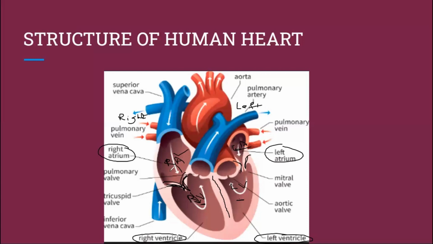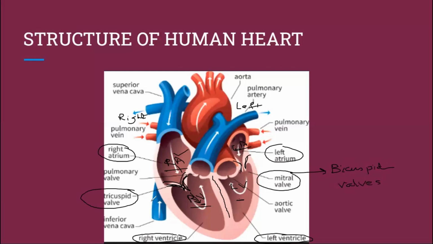So this valve, which is in between the right atrium and right ventricle, is the tricuspid valve. And the valve in between the left atrium and left ventricle is the mitral valve or the bicuspid valve. So the function of the valves is to prevent the backflow of the blood.